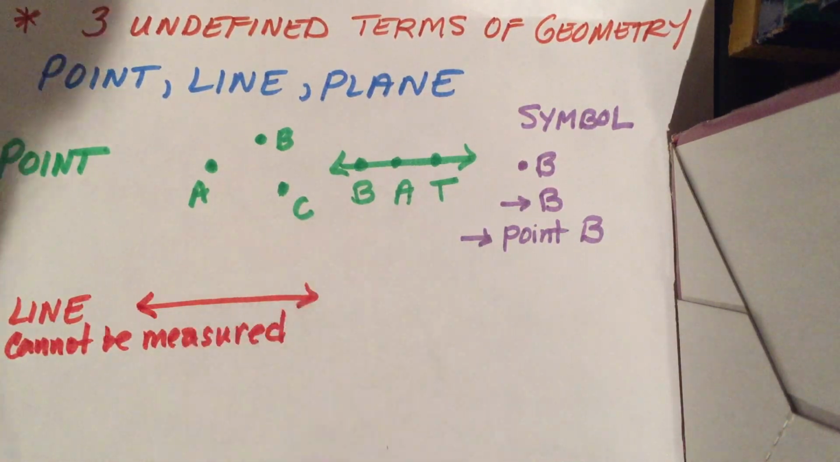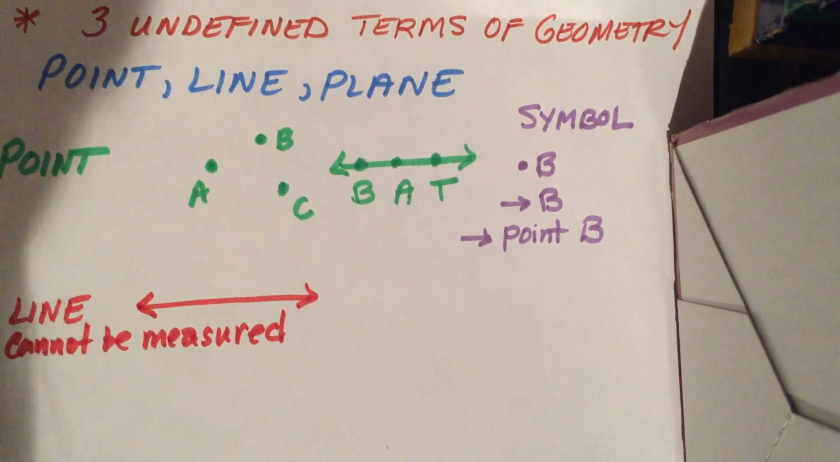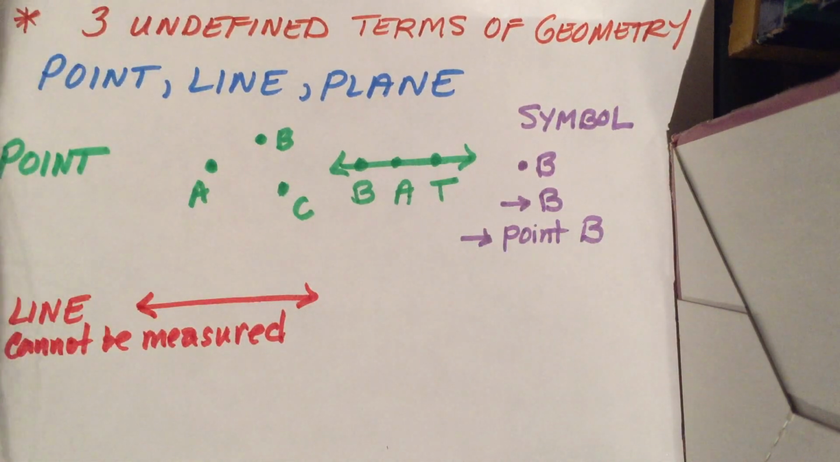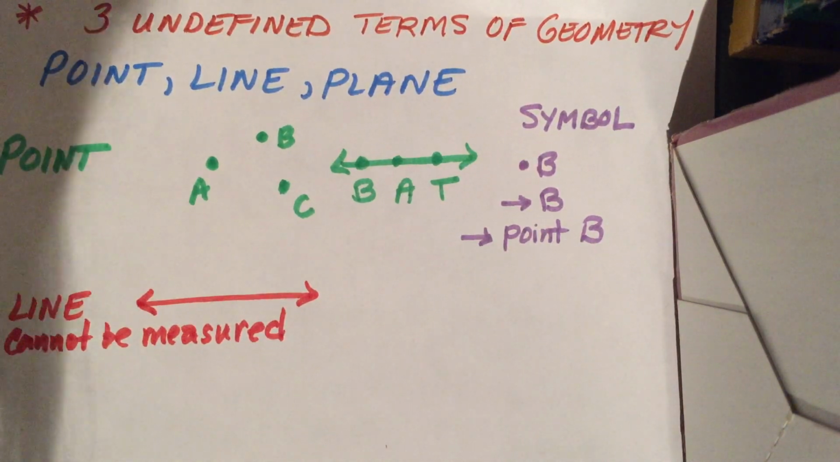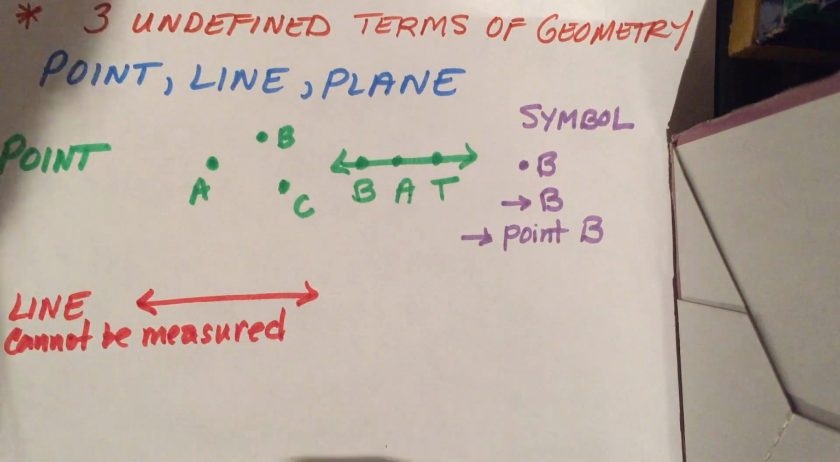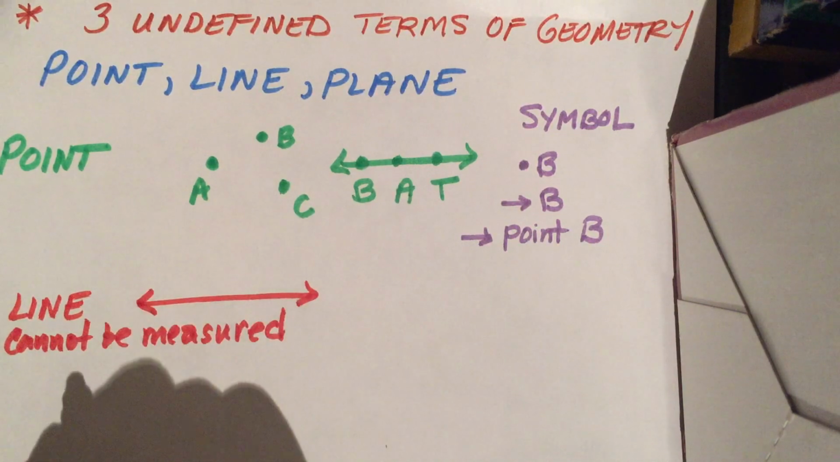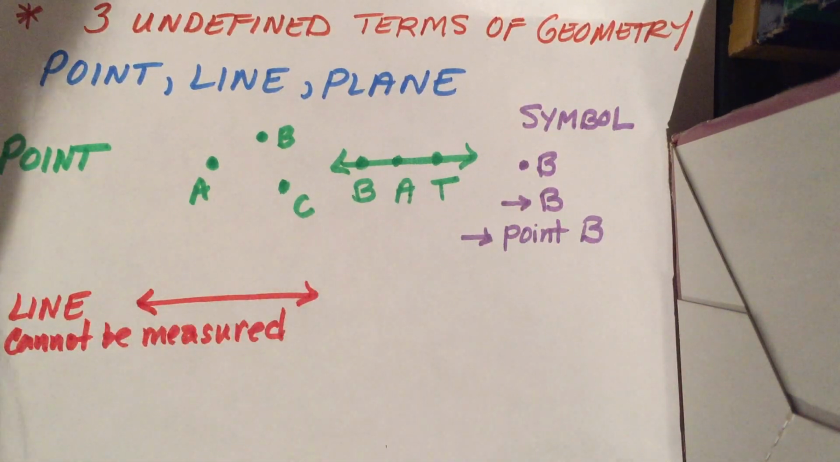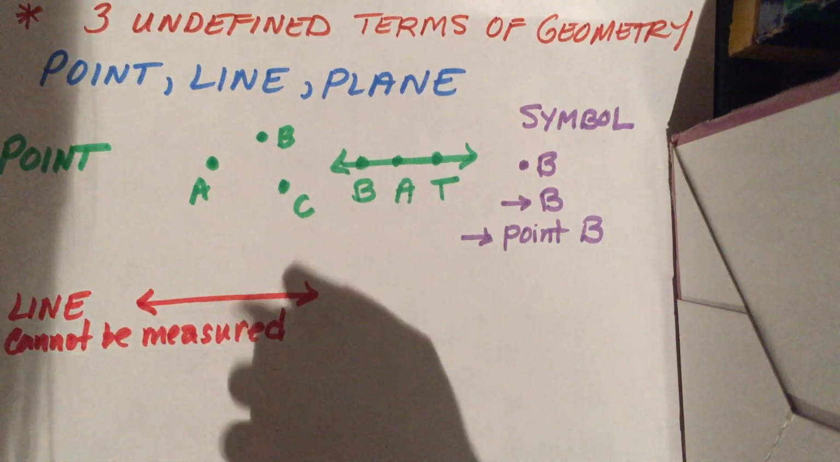You can't say, this is half of a line. This is a third of a line. You can't measure a half or a third of something that you can't measure. It goes on infinitely. You can't take half of infinity. So a line cannot be measured. That's very important. These arrows are critical in showing that it goes on infinitely, an infinite number of points.